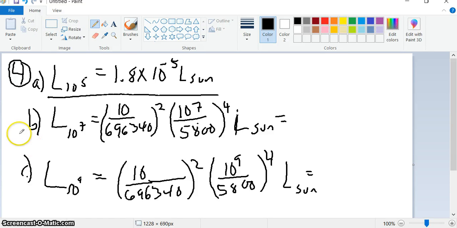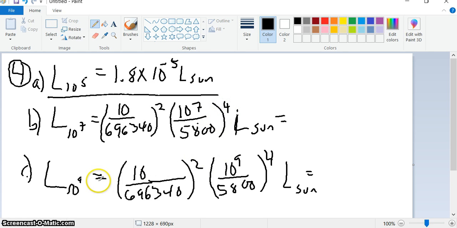All right, let's finish up problem 4. We'd already figured out that when the temperature of the neutron star is 10 to the 5th, we get something much less than the luminosity of the sun, in particular 1.8 times 10 to the minus 5th. Then notice when the temperature jumps up to 10 to the 7th, it's the same equation, but now we have 10 to the 7th. Remember, you're raising it to the 4th power, so you get a much greater luminosity.